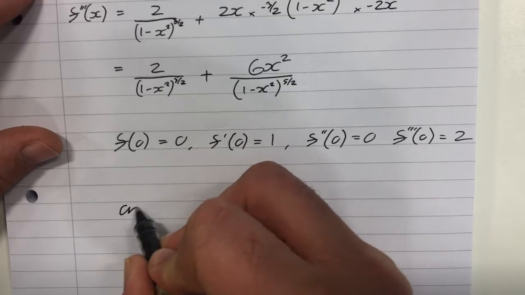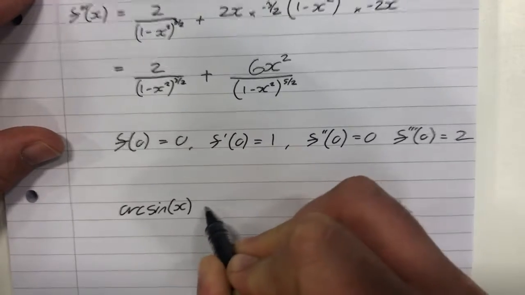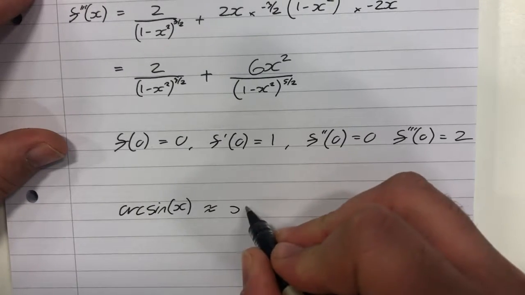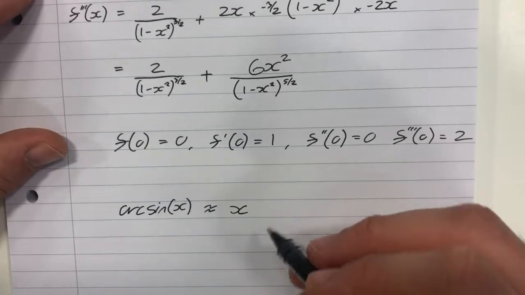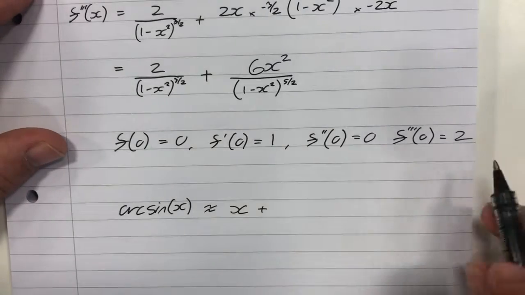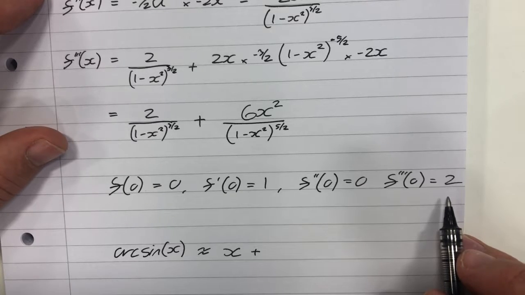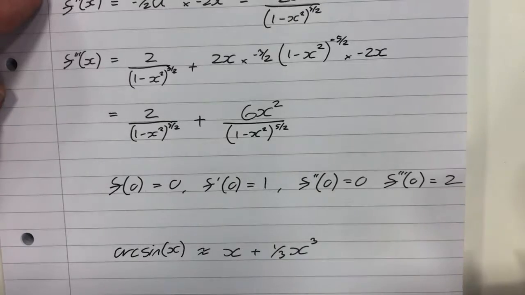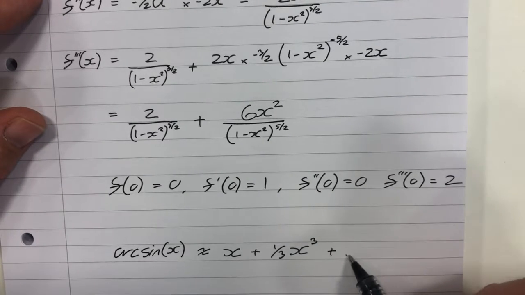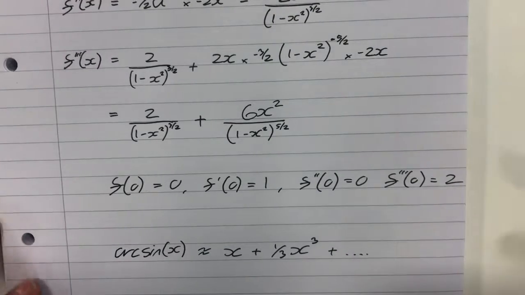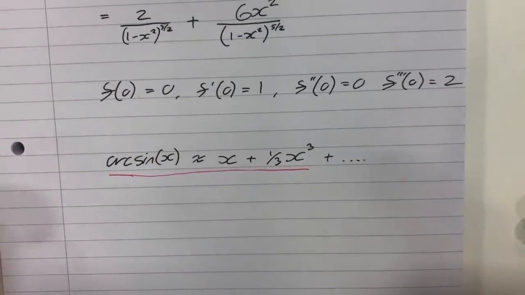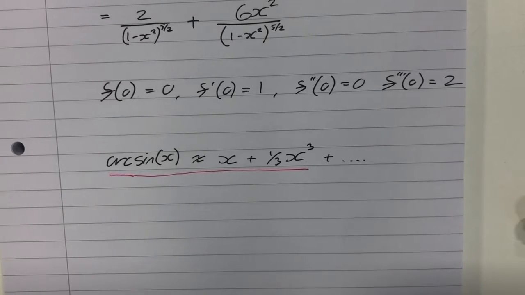That allows me to state then that arcsine of x is approximately equal to x plus, got 2 for the third derivative, so that's going to be 2 over 6, which is a third, x cubed. Okay. And if you wanted more terms, you'd have to find more derivatives, but we're going to stop at the second derivative, the second term. That's an approximation, that one. Okay. And that is the Maclaurin series. Thank you.